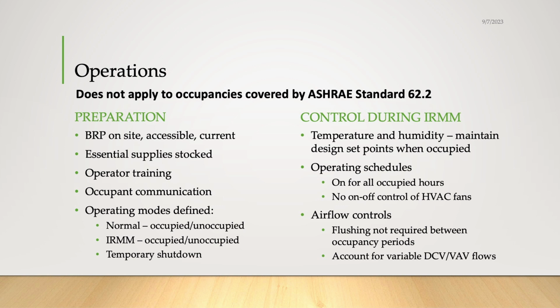One I would call things that relate to preparation, to being ready, and other things that actually relate to the control of systems. So on the preparation side, having a building readiness plan that's up to date on site is important. Having essential supplies stocked, so if you're going to need a lot of filters, or if you're going to need to have air cleaners that you're going to bring out, if you don't want to have them out all the time, those need to be available.